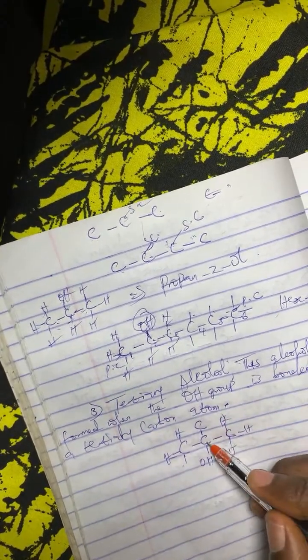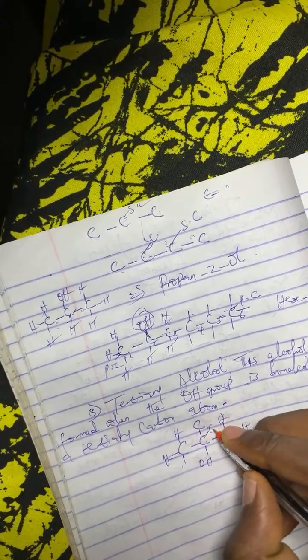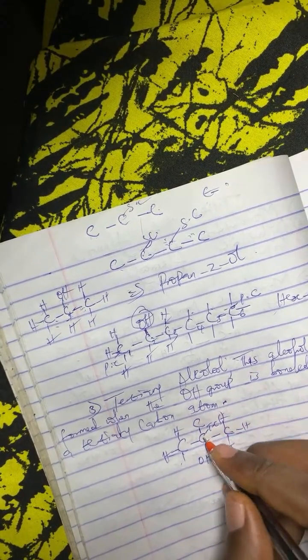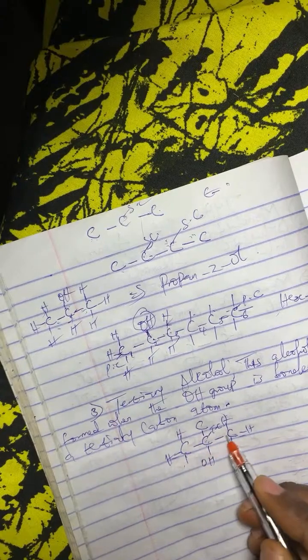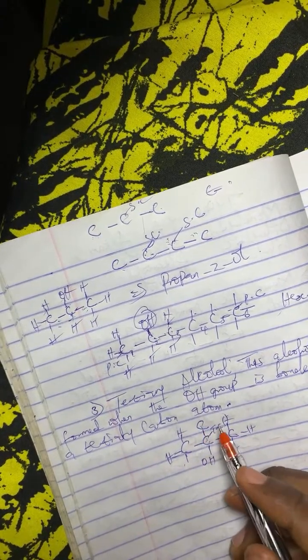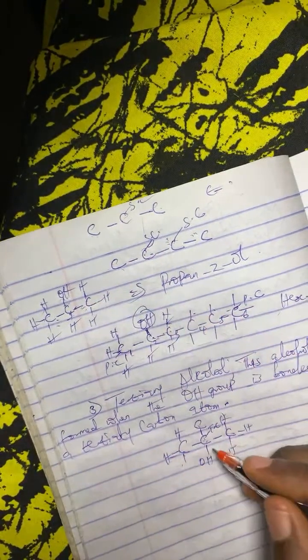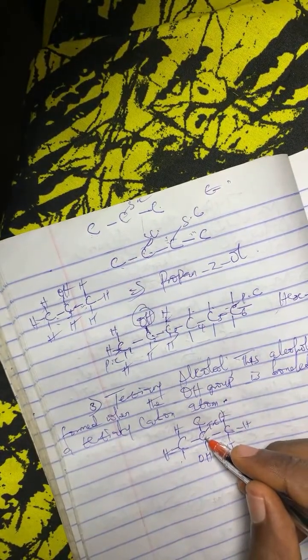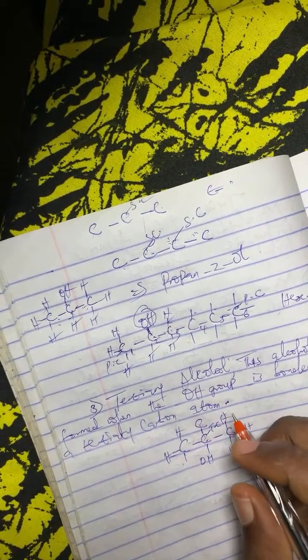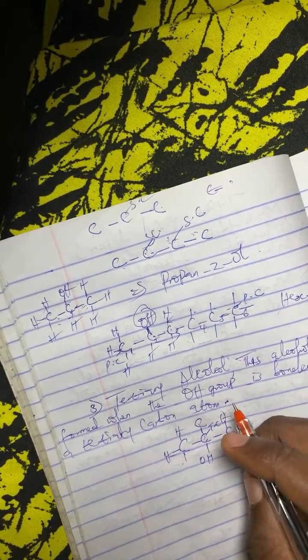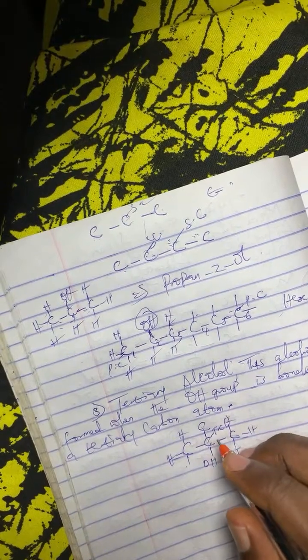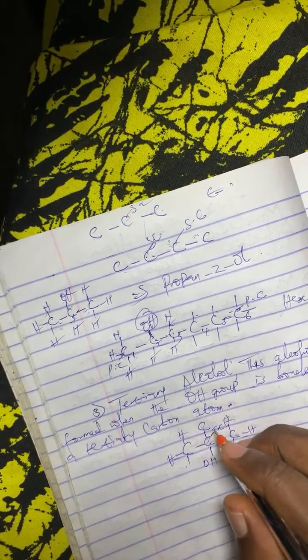This is a tertiary carbon atom. This is TC. Why is it TC? Because it has carbon here, and carbon here. Any carbon atom that is bonded to three other carbon atoms, that particular carbon atom is what? A tertiary carbon atom. Any carbon atom that is bonded to two other carbon atoms, that particular carbon atom is what? A secondary. Any carbon atom that is bonded to one carbon atom, that carbon atom is what?